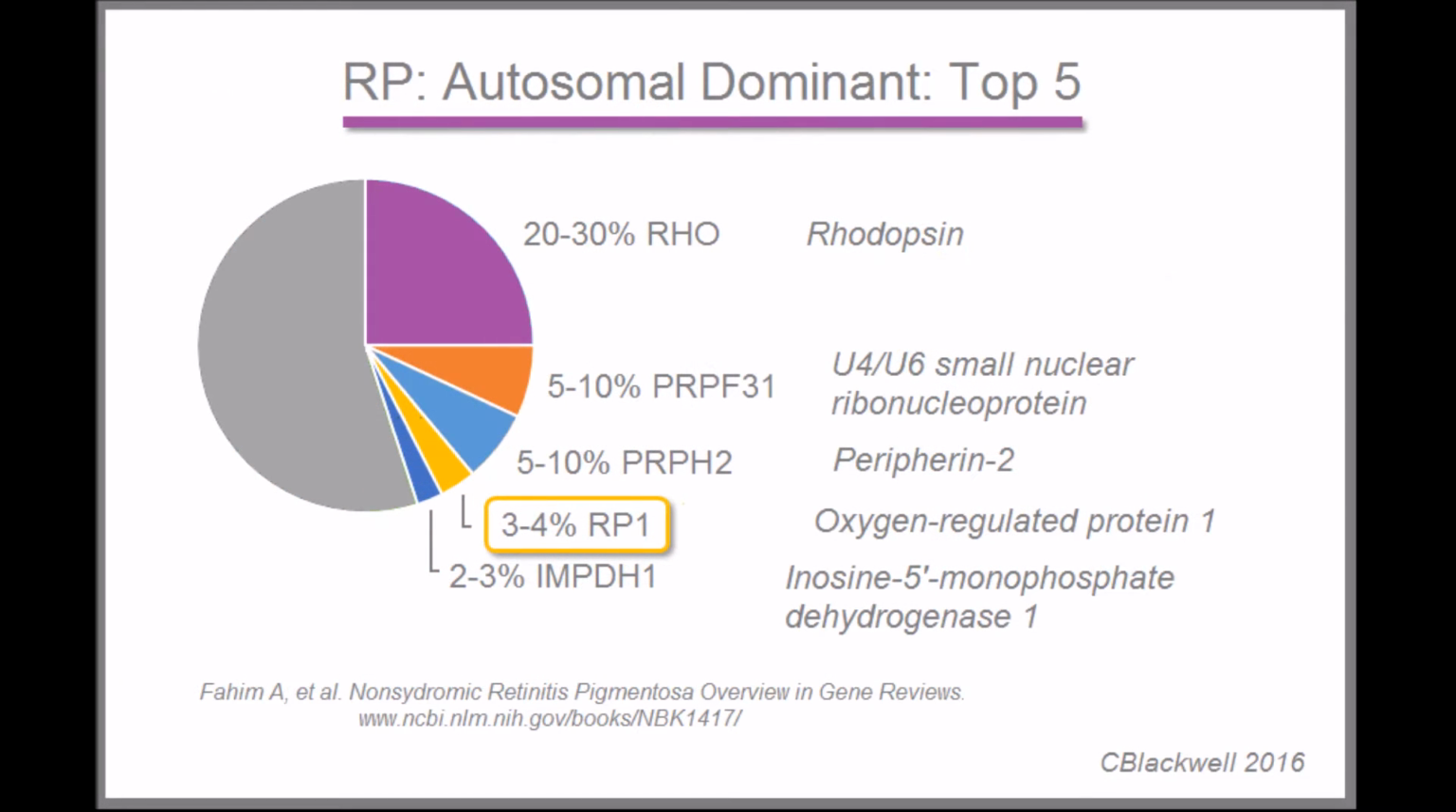RP1 was the fourth gene to be identified with autosomal dominant RP. When this gene was discovered as associated with RP, the first thing that was known was its activity was controlled by oxygen level in the retina. So it was named ORP1 for oxygen-regulated photoreceptor protein 1.